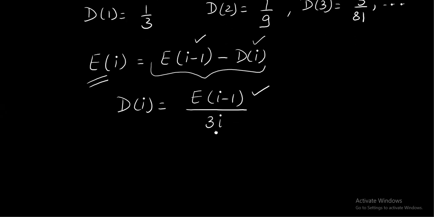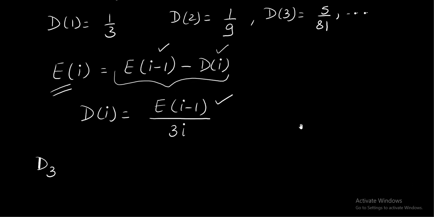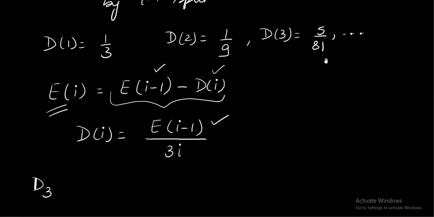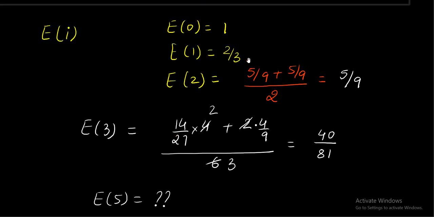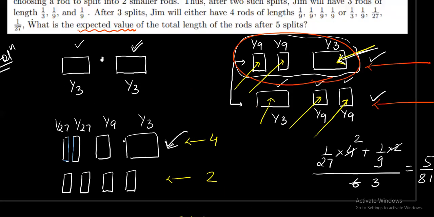But as I told you, I will be explaining it to you. So I'm just considering the case of D3. Okay? D3, what is the answer we should get? The value of D3 that we should get must be 5 by 81. How are we going to get it? So for D3, let me show you what all cases we have. In the third split, where is the third split? This was after the first split. This is the second split. Now, this is the third split we are talking about. This is the situation in the third split.